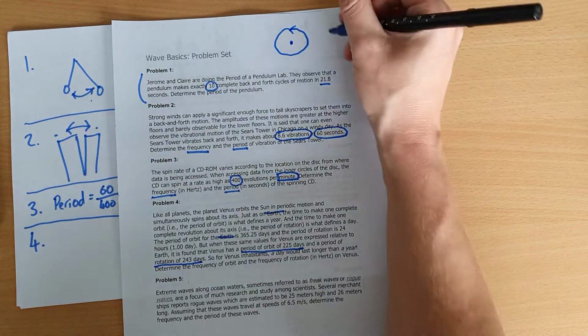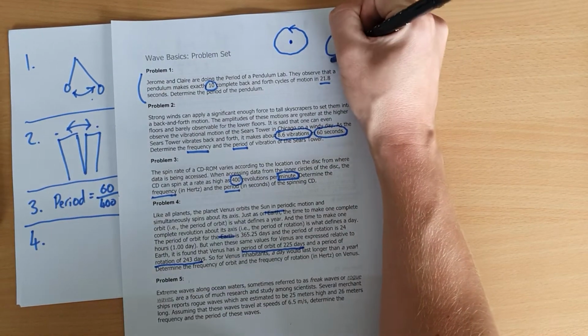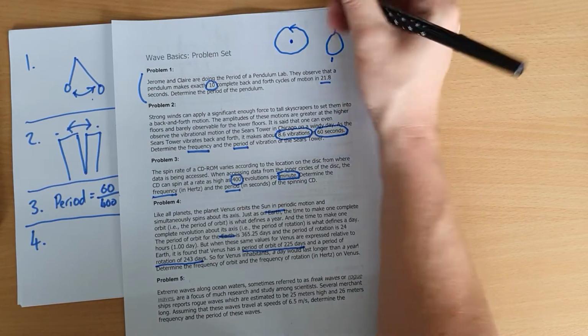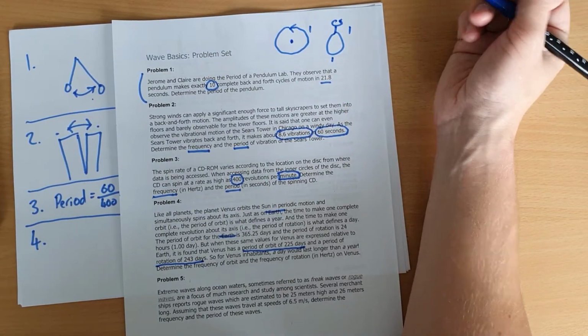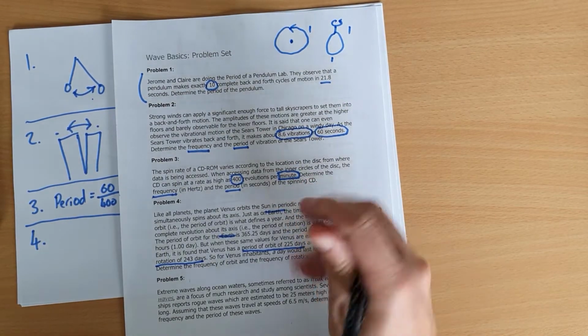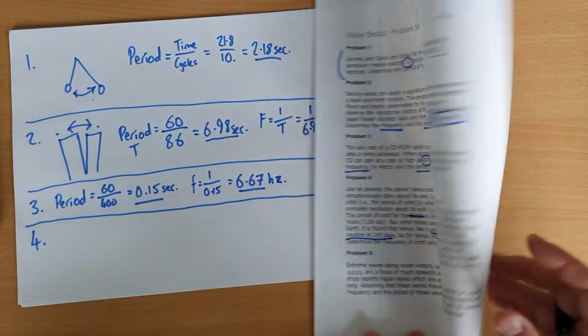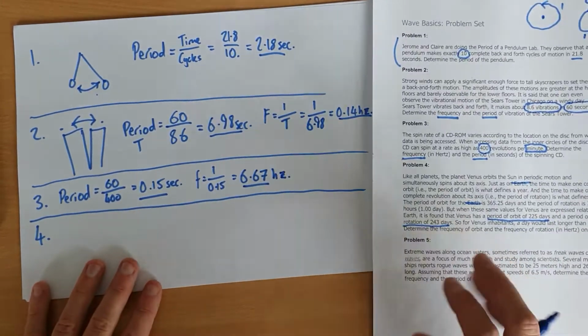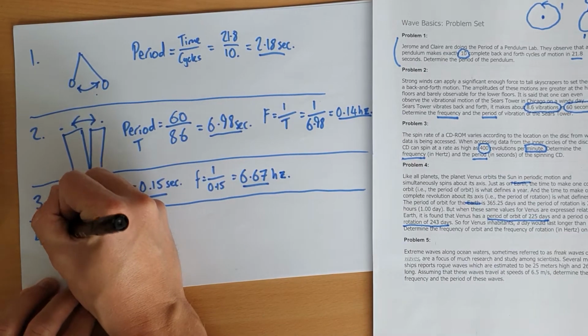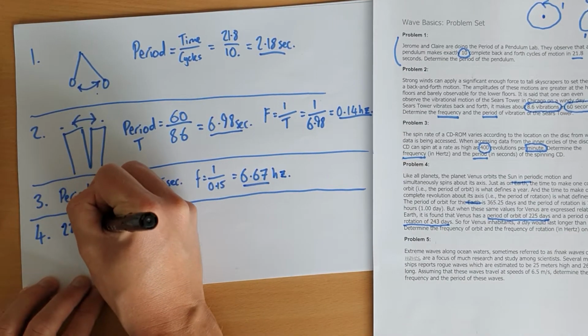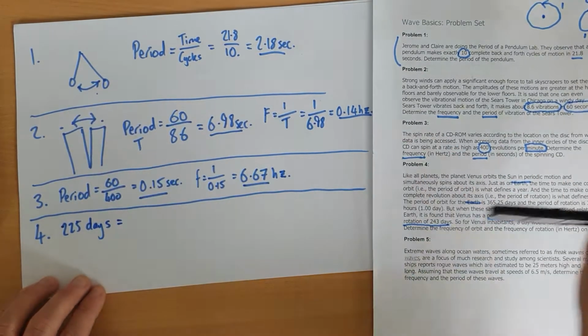And the period of rotation is the time it takes for that planet to spin once on its axis. So either case, it's one cycle. The key thing about this question is it's given in days. Days are not what we use to measure time in physics. So firstly, 225 days. How many seconds is that?